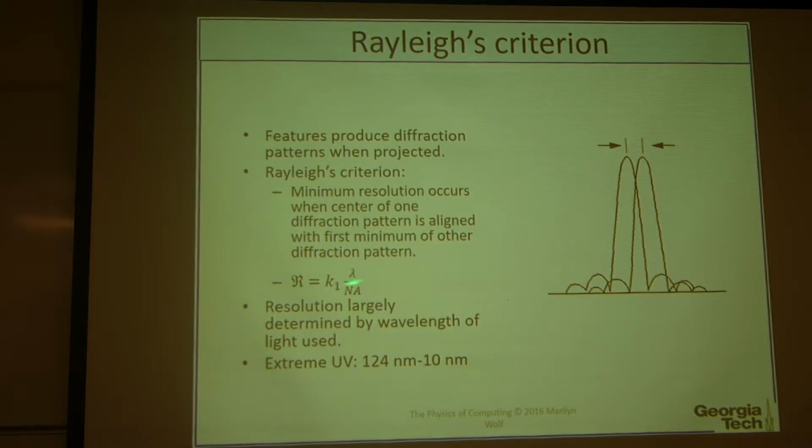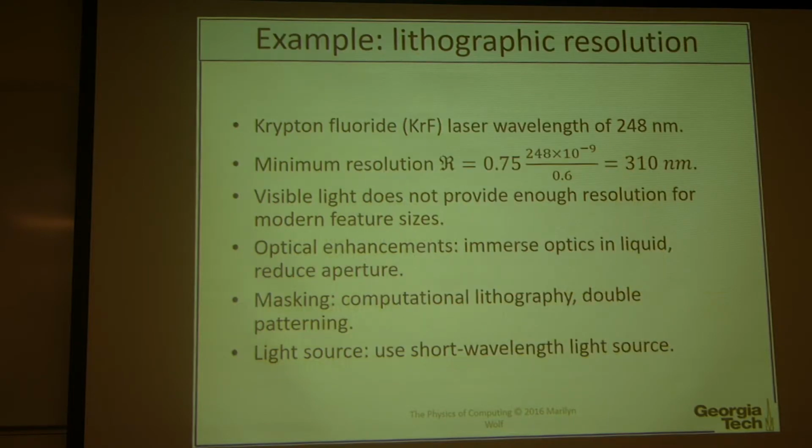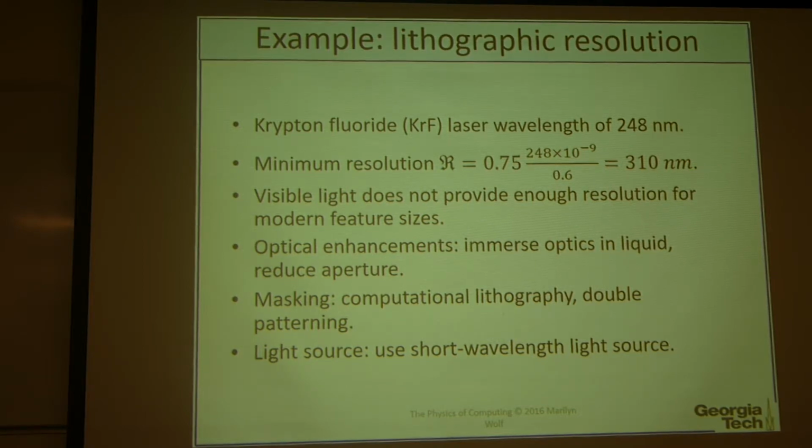This resolution is proportional to this wavelength, so it is largely determined by the wavelengths of the light we are using. For extreme UV light, it has approximately 124 to 10 nanometers. For example, there is a KrF laser, which has a wavelength of 248 nanometers. And by plugging this number into the wavelengths here for the resolution, we get 310 nanometer. There is no explanation on this constant and numerical aperture, but this is just an example case.